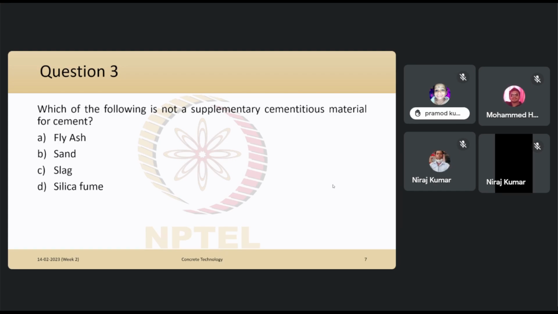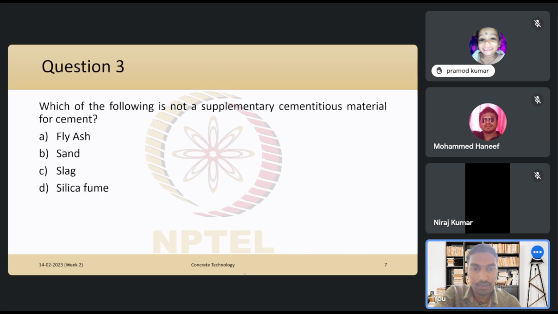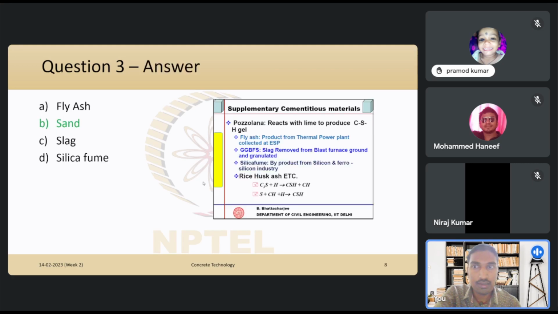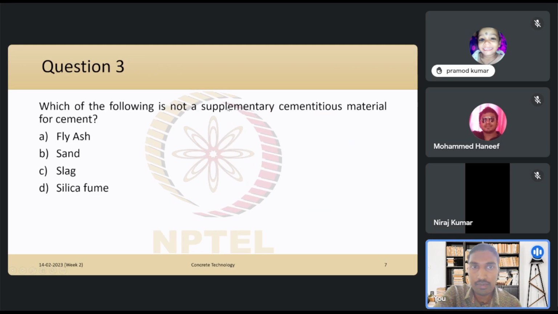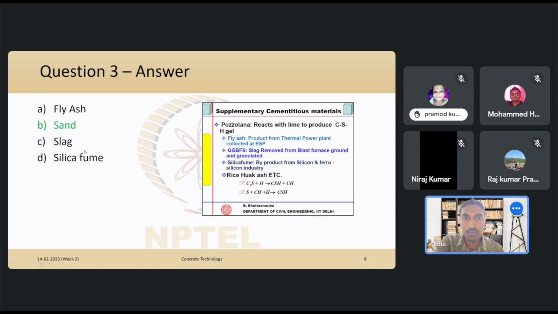Okay, so we have 2 votes for option B, sand, and 1 vote for D. Okay, let's look at the answer. The right answer is option B, sand, right? The question is, which is not a supplementary cementitious material for cement? We can use fly ash, slag, as well as silica fume as supplementary materials, right? We can use them to replace some proportion of cement, to modify or enhance its properties, right?